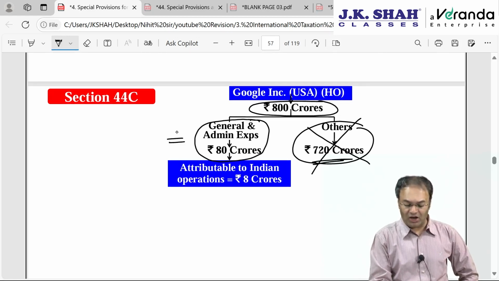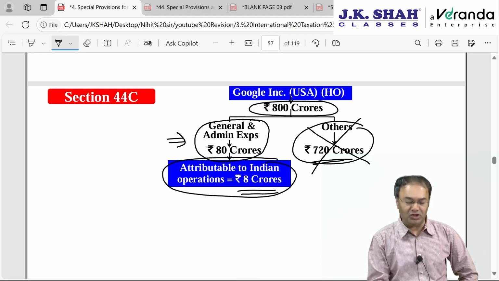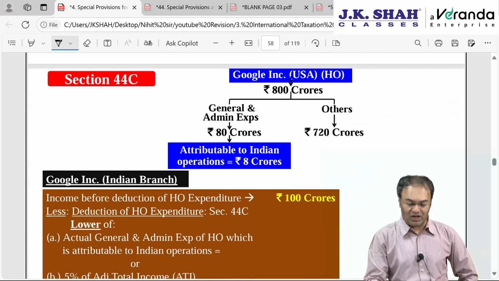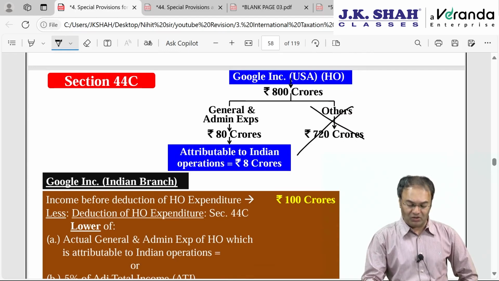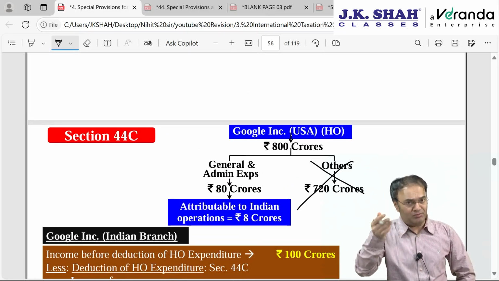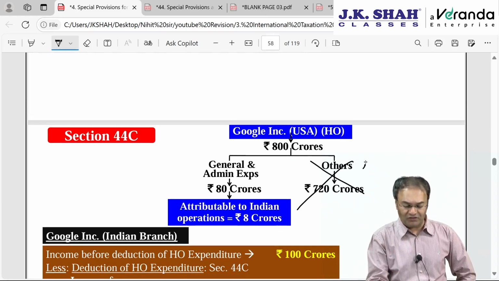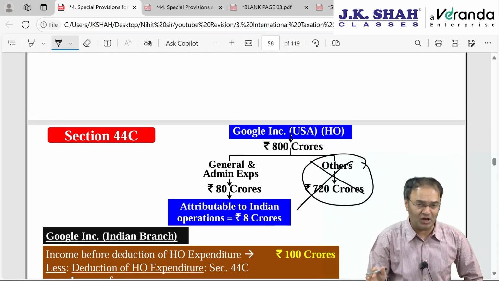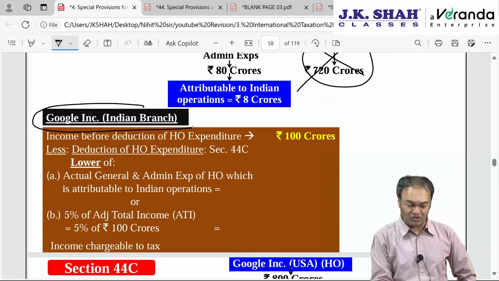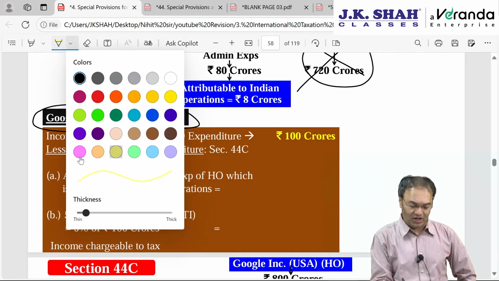Deduction, if at all, will be allowed for only 80 crore and that too not the entire 80 crore, the general administrative expenditure, only that much part of the 80 crore which is attributable to Indian operation. Attributable to Indian operation, for example, in this example is 8 crore rupees. So how much deduction will be allowed? So answer, the 720 crore is gone only. Google India, the Indian branch may reimburse or may pay something to head office with regards to these 720 crore. Payment is allowed, deduction will not be allowed for income tax purpose. So supposing Google Indian branch, Google Incorporation, how much deduction will be allowed?